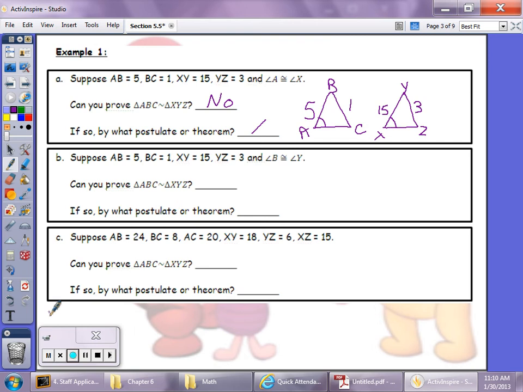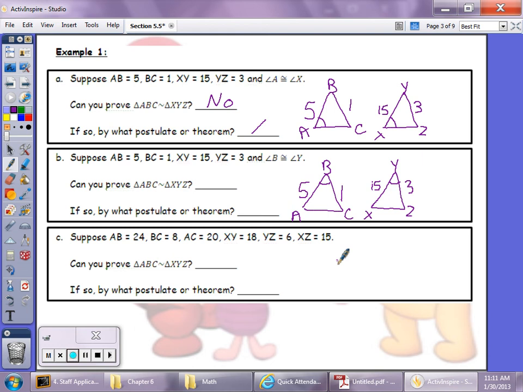So for B, we're going to suppose now that, so draw a triangle ABC. We're going to assume that AB is 5, that BC is 1, and then in our second triangle XYZ, XY is 15, and YZ is 3. But this time they told us that angle B is congruent to angle Y. So again, we only have enough information to possibly prove side-angle-side. So angle B and angle Y are included. So it is going to be an example of side-angle-side if the sides are also in proportion.